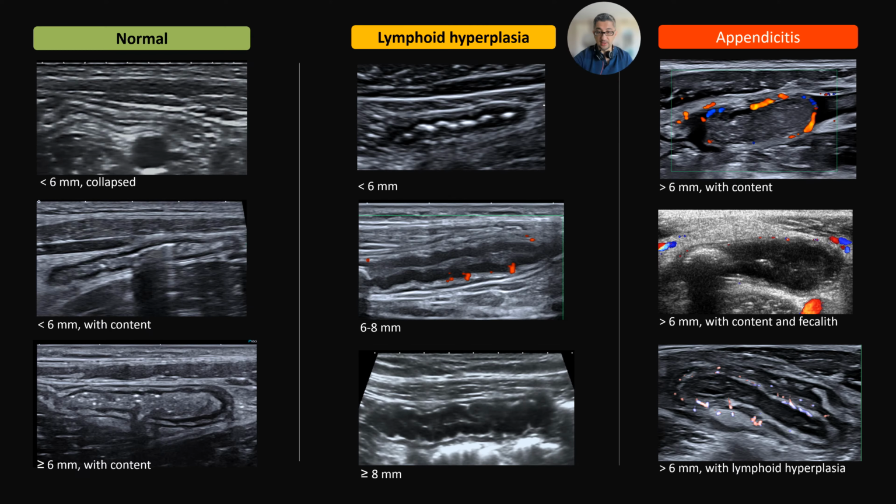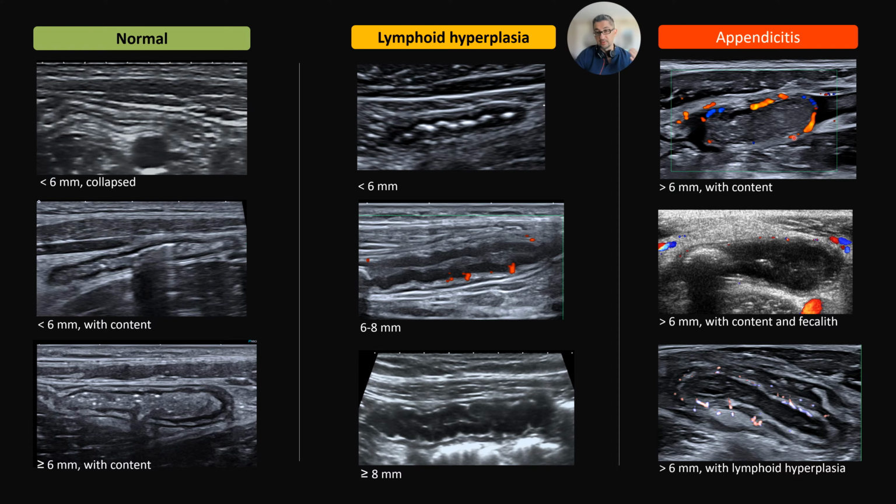So I reviewed hundreds of ultrasound cases before I created this presentation, and what I found is basically 9 different types of appendix.